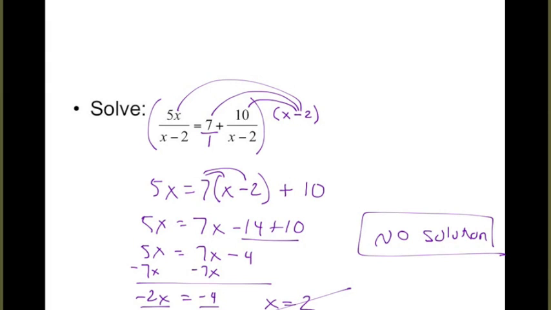So always check your answers on these to make sure that it doesn't cause you to divide by 0. If it does cause you to divide by 0, it is not really a solution. That's one of those what we call extraneous solutions. We didn't do anything wrong, but it just didn't work out for us.